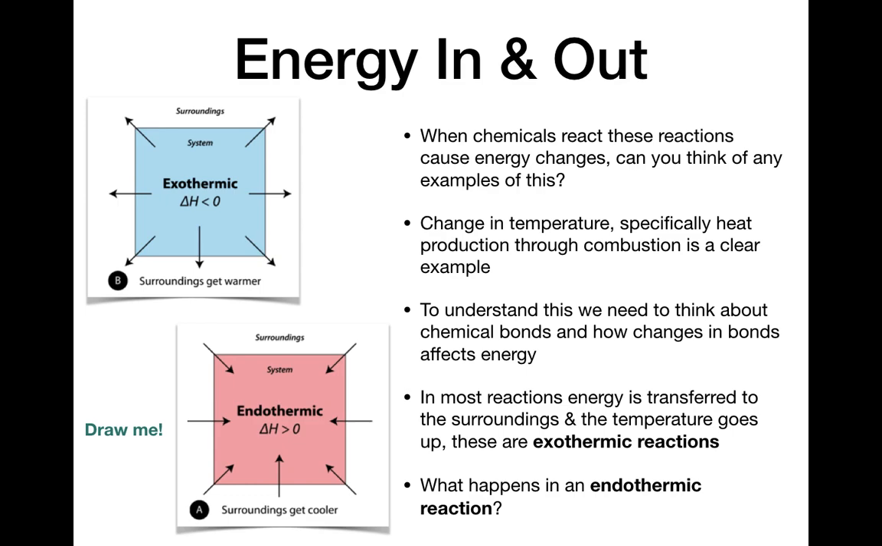Well, endothermic is going to be the exact opposite. In an endothermic reaction, the heat is going to go into the system. So the surroundings get cooler and the system gets warmer, and therefore delta H is greater than 0. So endo means inside, exo means outside. So energy is going outside in exothermic, energy is coming inside in endothermic. And that energy we're talking about is thermal energy, it is heat energy.